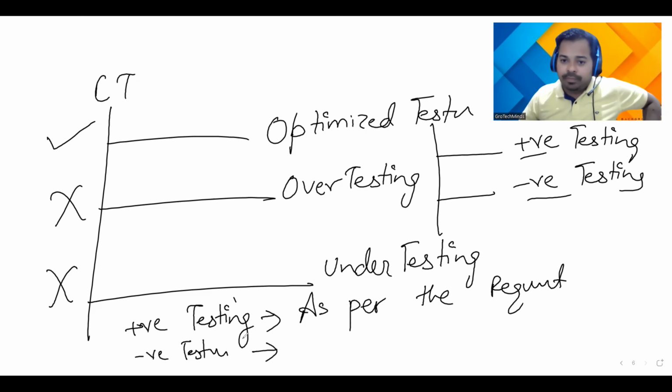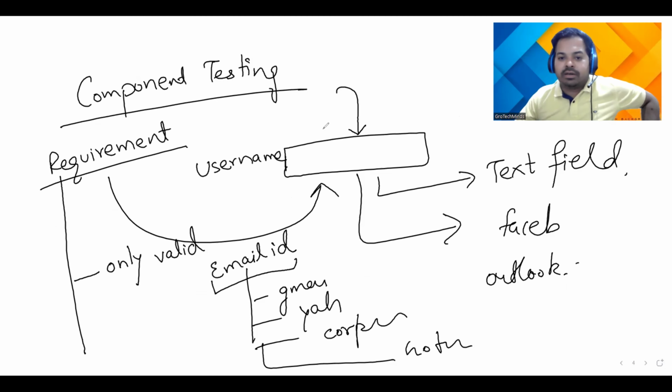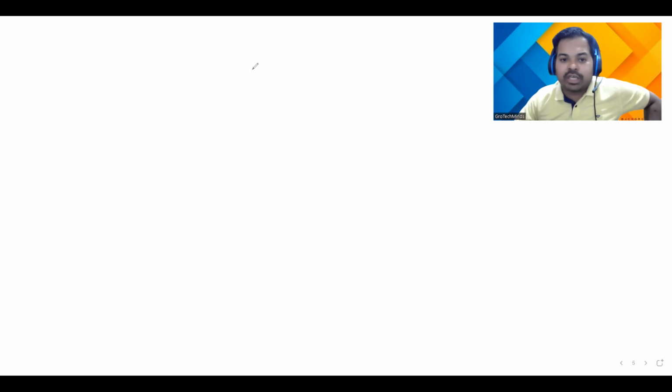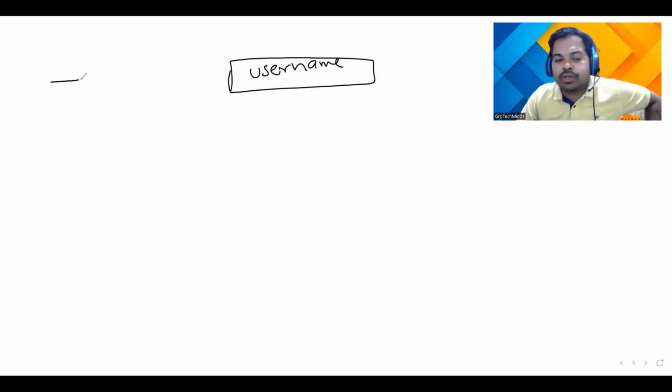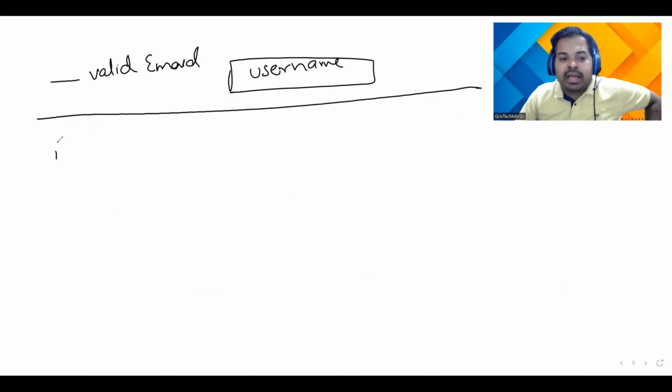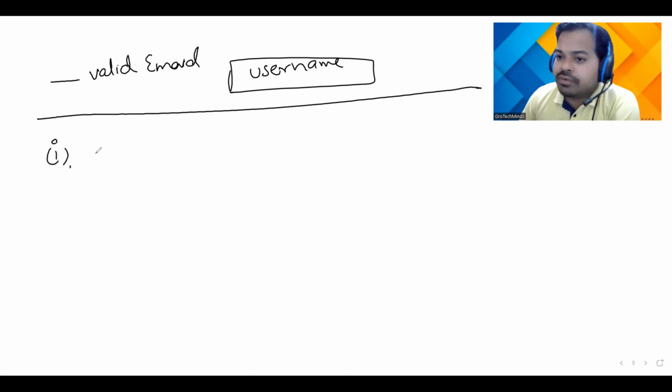Okay. So when you are doing this testing called component testing, for this particular component, which is your username text field, which has a requirement that it is just going to accept valid email IDs, let us discuss in how many ways you can test it. Watch out. As a tester, I'm first going to test it with a valid Gmail ID.